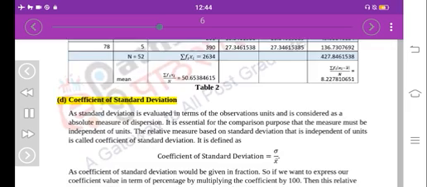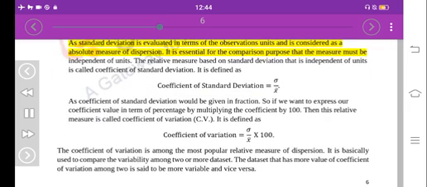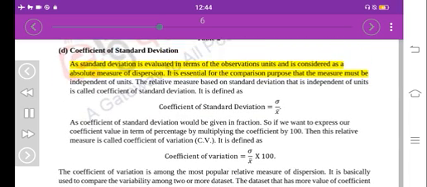D. Coefficient of standard deviation. As standard deviation is evaluated in terms of the observations' units, it is considered an absolute measure of dispersion. It is essential for comparison purposes that the measure be independent of units. The relative measure based on standard deviation that is independent of units is called the coefficient of standard deviation.